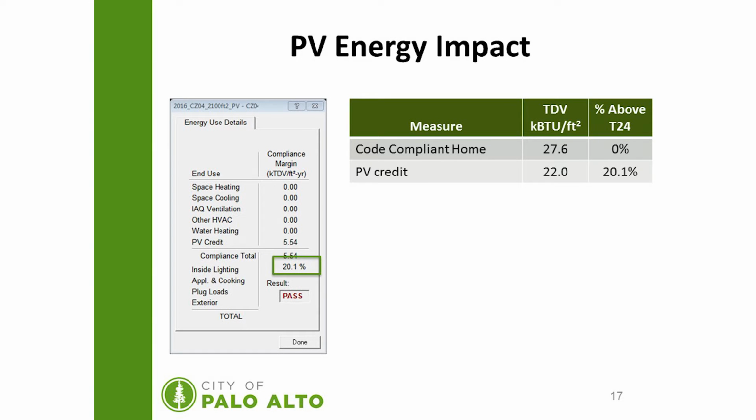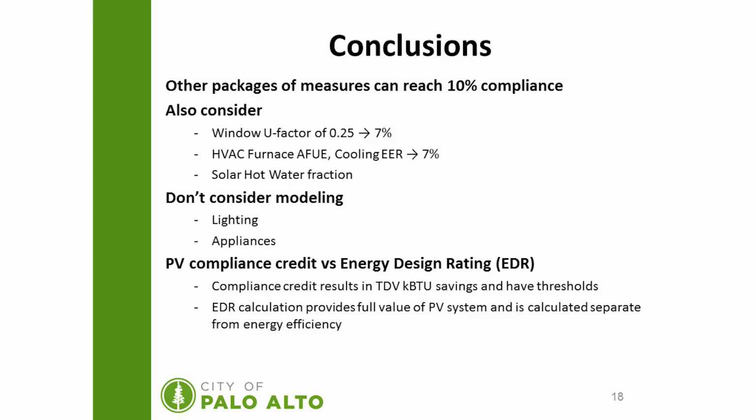We can see here we started with a code-compliant project. We installed the PV system, received the PV compliance credit, and achieved a 20.1% compliance margin. In conclusion, the package of measures I presented today can help you achieve the 10% compliance margin for the Palo Alto REACH code. However, these are not the only measures you can use to reach this 10% compliance margin.